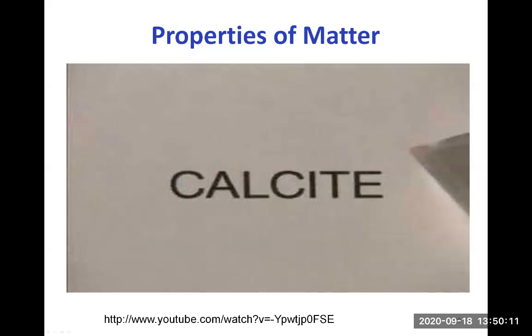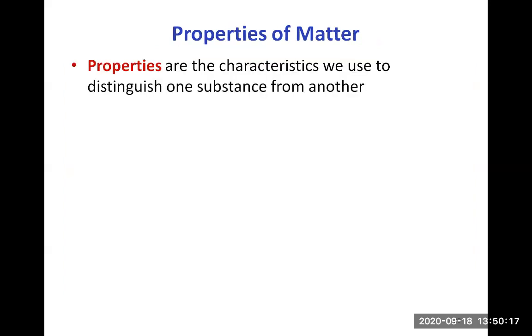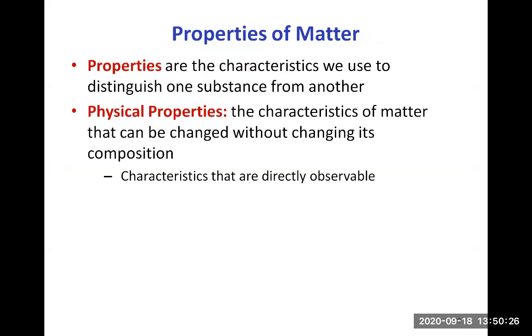So this is the fourth video of chapter 3 on properties of matter. So properties are the characteristics we use to distinguish one substance from another. There are the physical properties and the chemical properties. So the physical properties are the characteristics of matter that can be changed without changing its composition. It's the characteristics that are directly observable. So once you are through observing that physical property, you still have the same substance from the beginning to the end. So it doesn't change your substance.